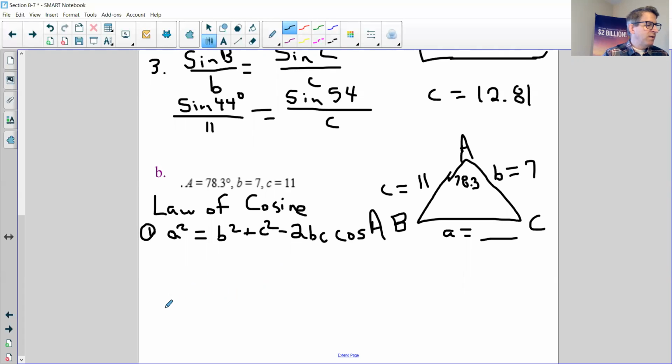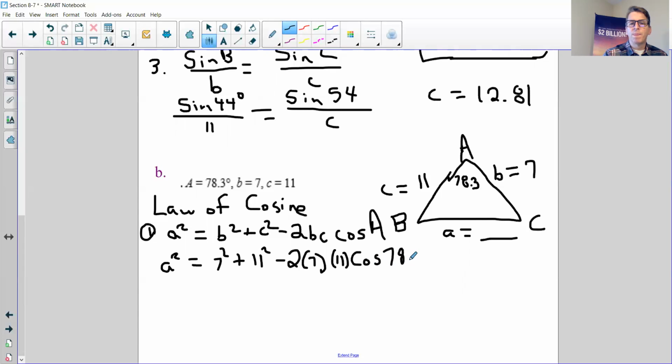So let's plug in for A squared. We don't know it; we're trying to find A squared. Our B squared is 7 squared, and our C is 11 squared, minus 2 times the B again, which is 7, times the C again, which is 11, times the cosine of 78.3. So that puts A squared at 138.77.